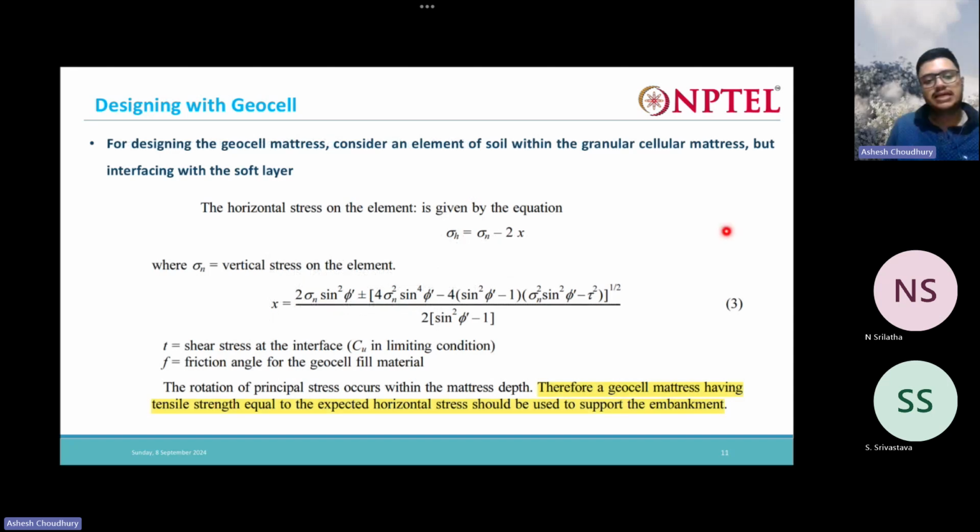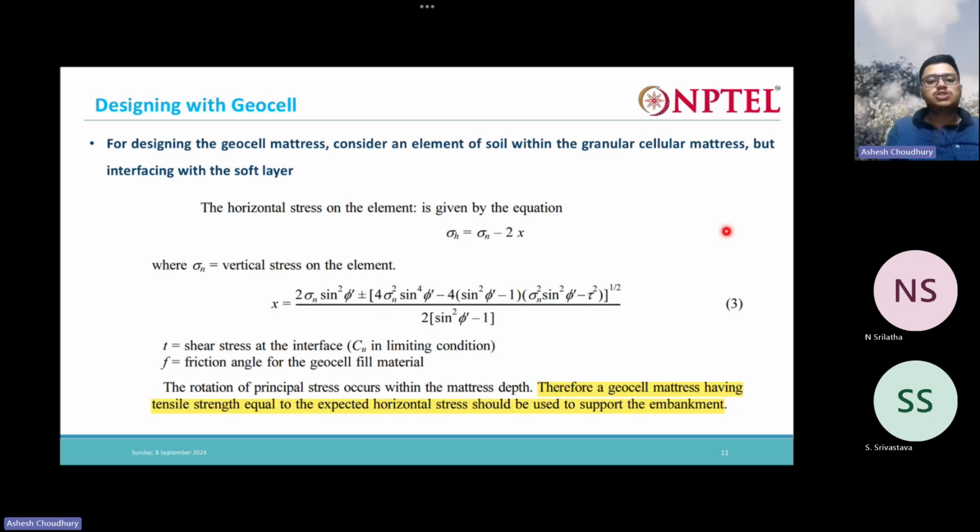For designing the geocell mattress, consider an element of soil within the geocell mattress, but interfacing with the soft soil layer. So geocells, there are various cells. In each cell, we are considering an element of soil inside the geocell. The geocell is filled with the soil, right? Whatever soil is filled in the geocell, in that soil we are considering an element of soil which is in interface with the soft soil layer.